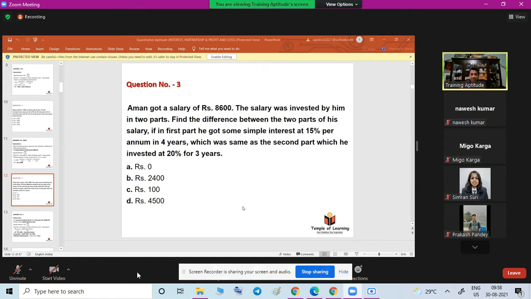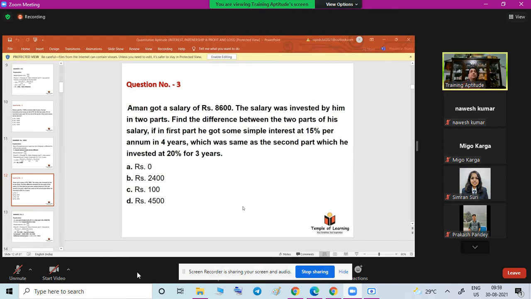15% for 4 years is 60%, 20% for 3 years is 60%. If it is giving you exactly the same, then the money had to be equal. So the difference is zero. Otherwise, they can't be equal. Are you getting my point? Both are 60%. Look at it.